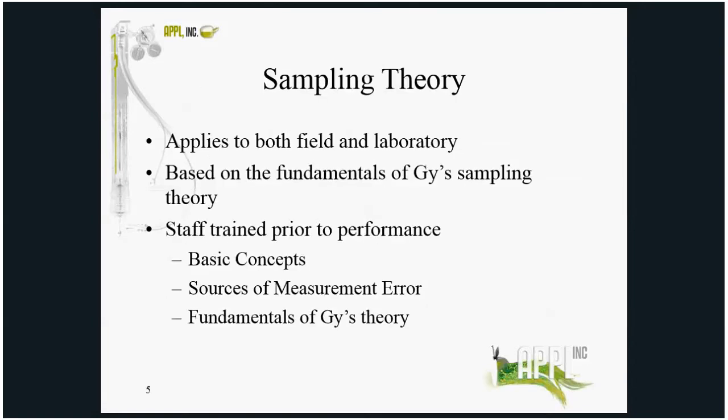It's important to realize that sampling theory applies to both the field and the lab. All lab personnel using this method must be trained in MIS sampling theory prior to performing MIS. The staff needs to understand the basic concepts along with the sources of measurement error and the basis of Gy's theory in order to perform MIS properly. Gy's theory deals with the estimation, prediction, and minimization of the variance of sampling errors.